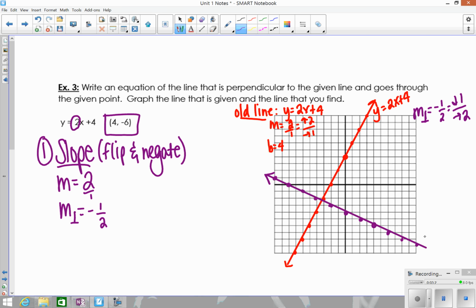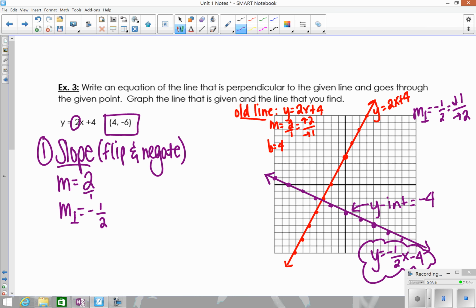And I'm going to come up with the equation. The slope is negative 1/2. The y-intercept is right here. So the y-intercept is going to equal 1, 2, 3, 4, so negative 4. So the equation of this line is going to be y equals negative 1/2 x minus 4. So there's the equation graphically.